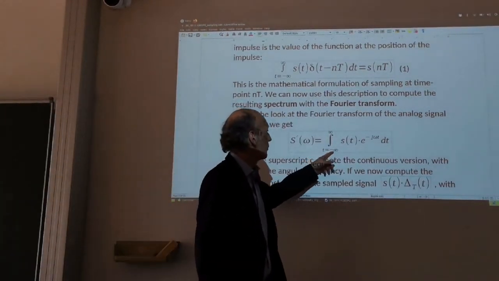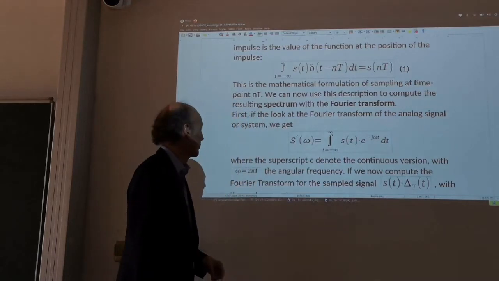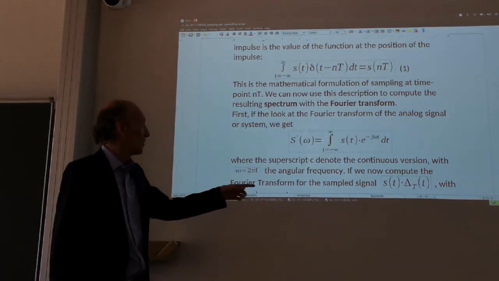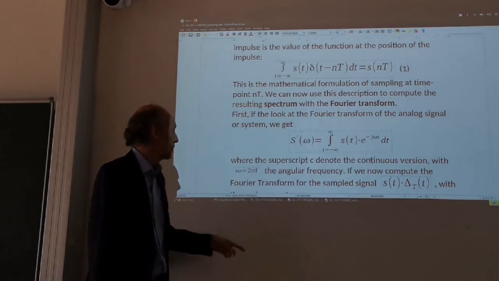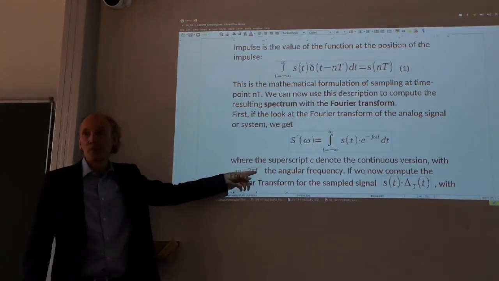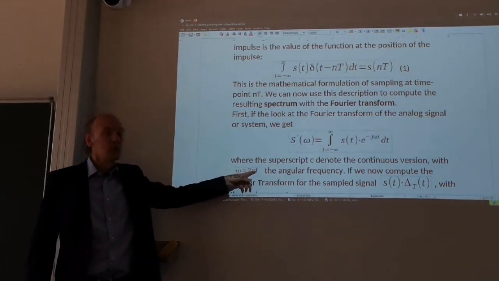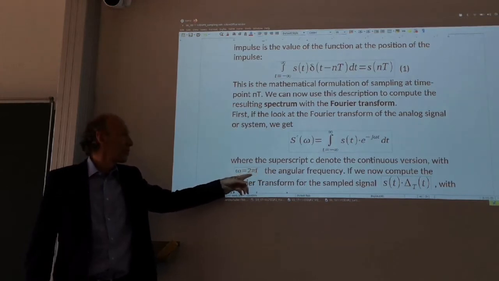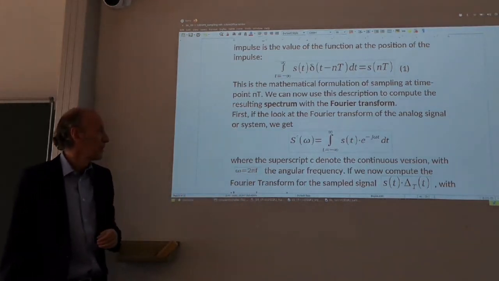And also the t goes from minus infinity to plus infinity. This omega here is the angular frequency, 2 pi f. Right? So f would be the frequency in hertz, and this is 2 pi times the frequency.